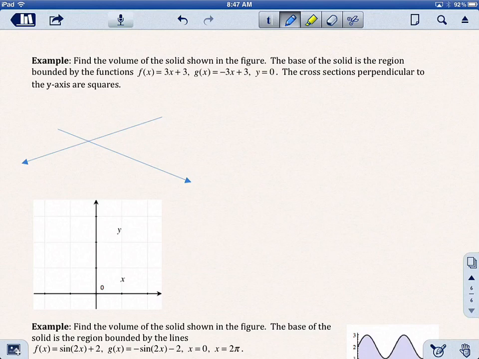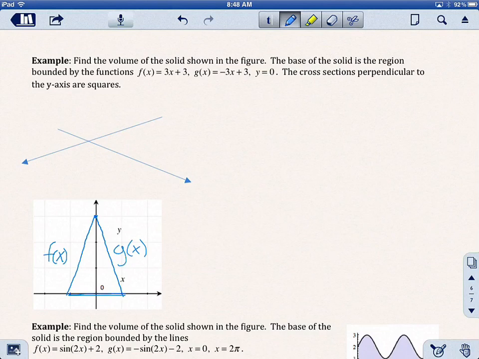So we have the function f of x equals 3x plus 3. So here's plus 3, and we have a slope of 3. So that's going to meet down here. So here's f of x. And then g of x is negative 3x plus 3. So now we just have a negative slope. It's going to go this way. Here's g of x. And the line y equals 0 right across the bottom there. So that is going to be the area of our base.